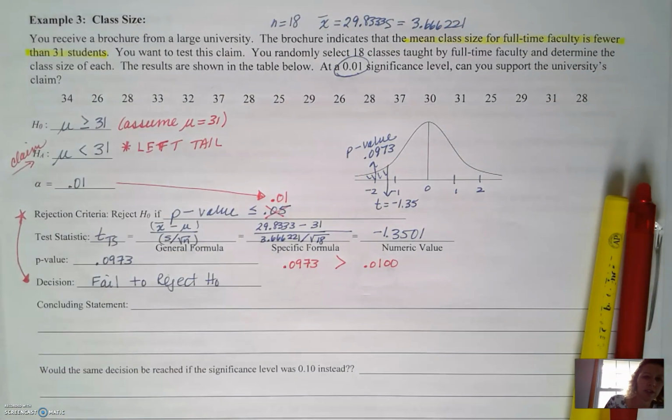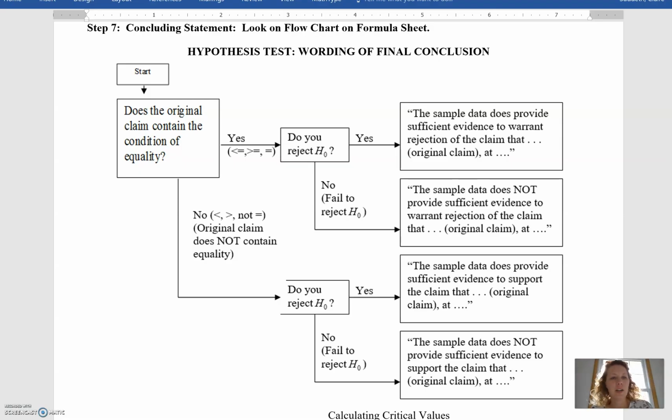Now our statement. Let's look at our chart. The original claim does not contain equality, so we answer no and go down the flow chart. Do we reject the null hypothesis? Again, no, because we failed to reject. And so the sample does not provide sufficient evidence to support. That's going to be our option here. Does not support, basically.